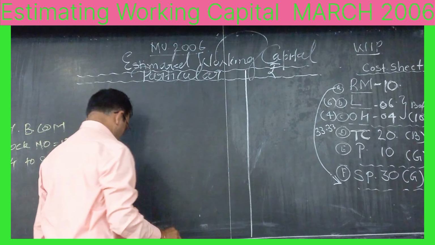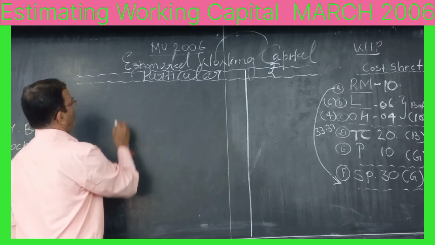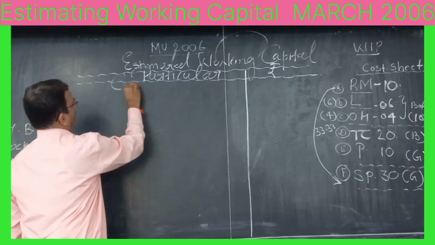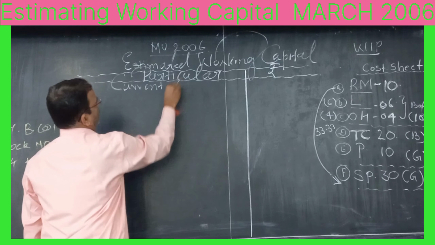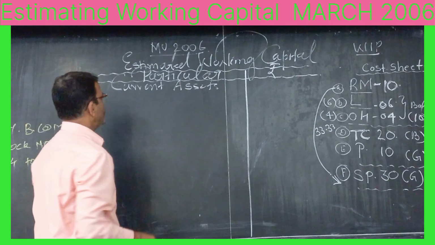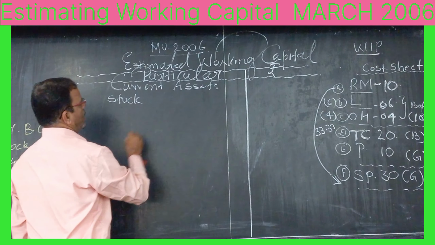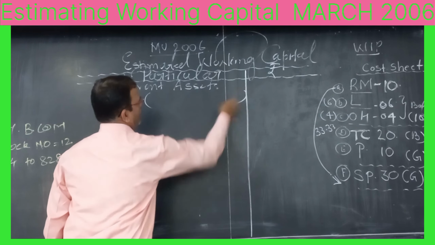Okay, first, particulars and amount. First we write the current assets. Under this, first we write the stock. Now stock is calculated by multiplying units, rate and period.